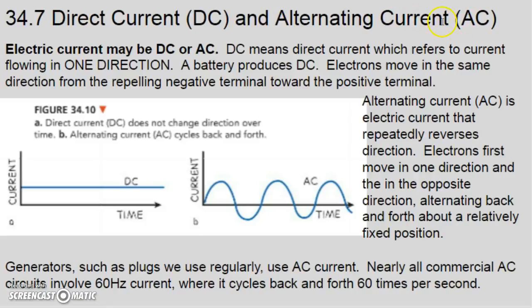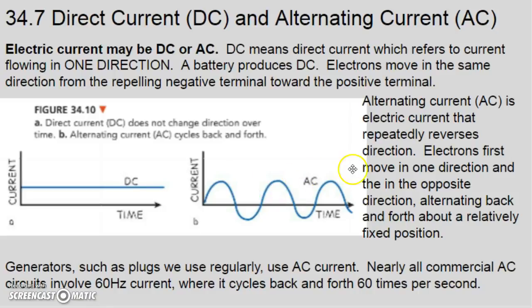That's like plugging something into the wall. Electric current can be DC or AC, so direct current or alternating current. DC means direct current, which refers to the current flowing in one direction, right? Boom. A battery produces direct current, or DC current. Electrons move in the same direction from the repelling negative terminal towards the positive terminal.